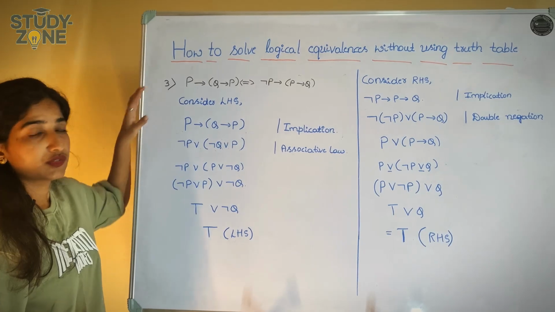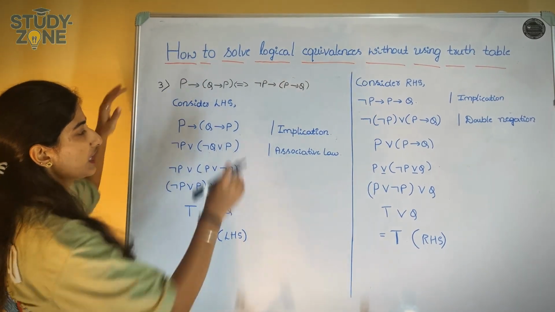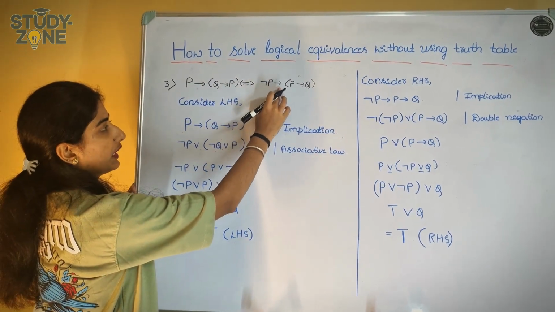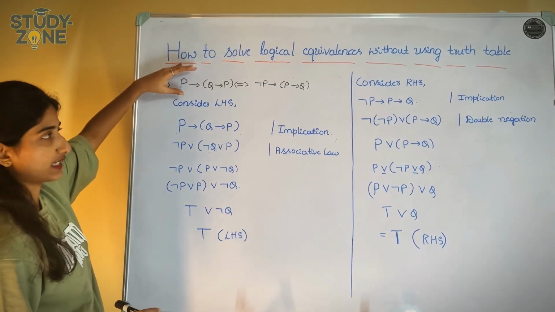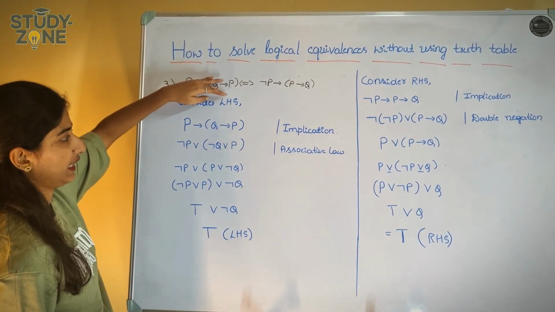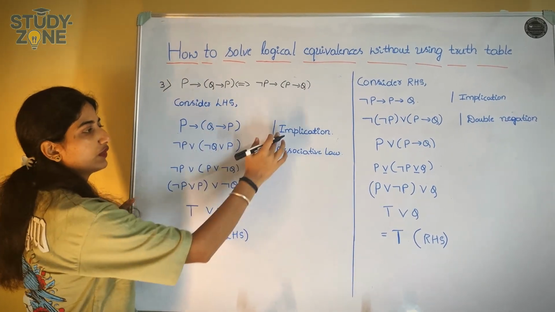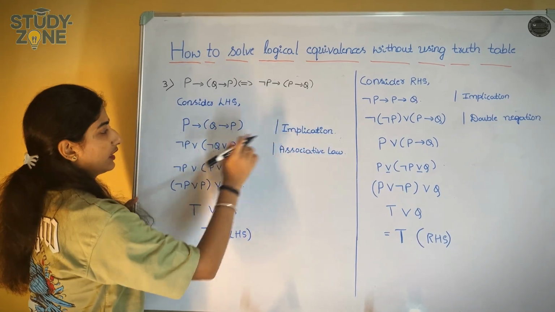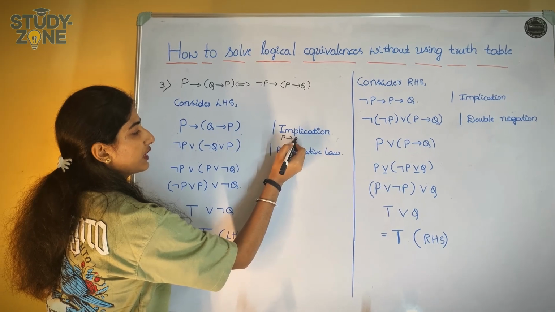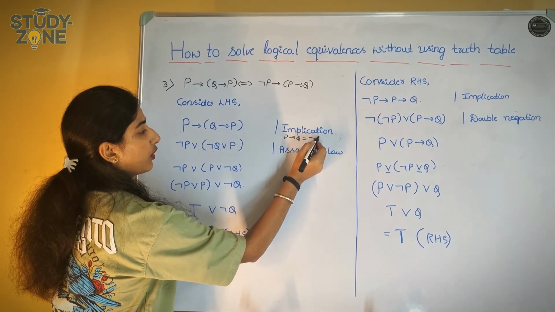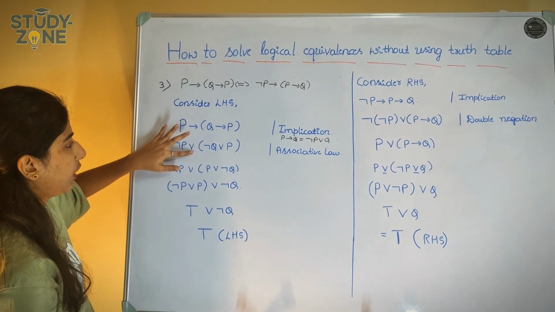Okay. So the third question is: P implies Q implies P is logically equivalent to not P implies Q. So first consider the LHS part, that is P implies Q implies P. Here there is an implication sign, so we know that we have to apply the implication law. Here P implies Q is equal to not P or Q, correct? So not P or Q.